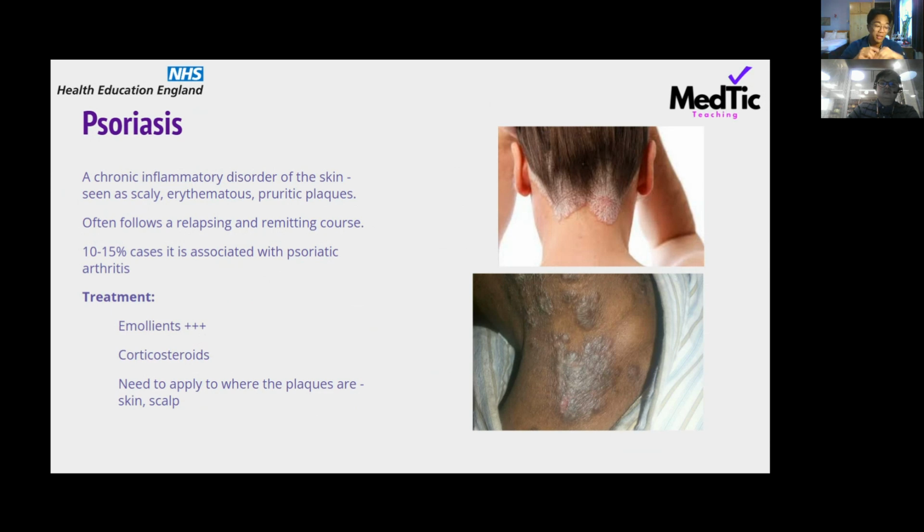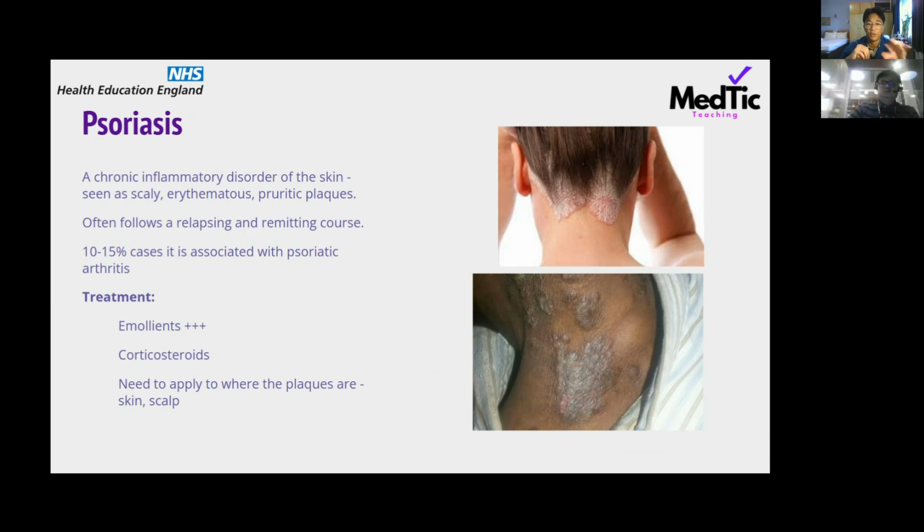So treatment is with emollients, and then following that you escalate to topical corticosteroids of varying strengths, and failing that, you've also got things like oral supplementation and sun exposure.